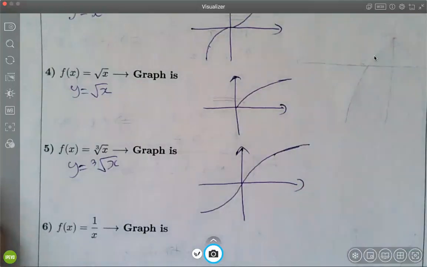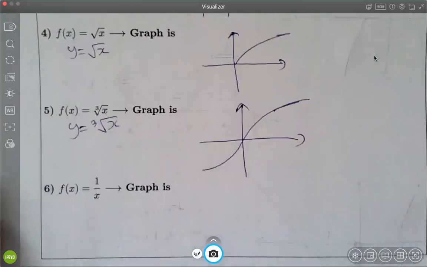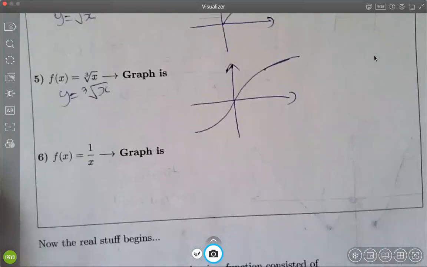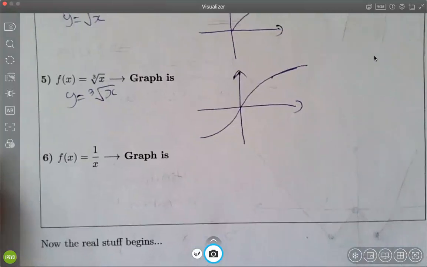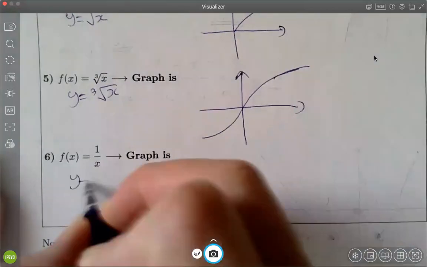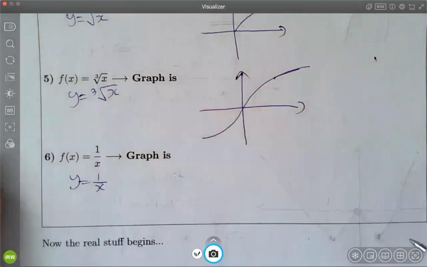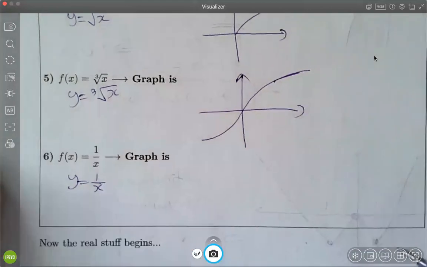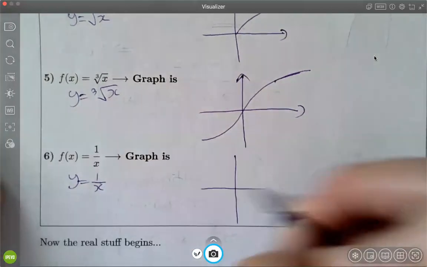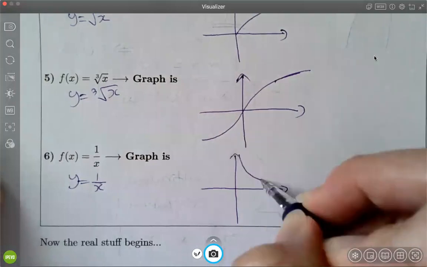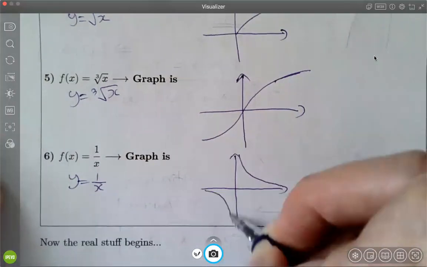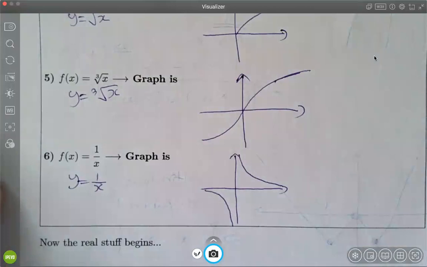And then the last one, y equals 1 over x. So that is this one, right? The two curves which are on the first and the third quadrant.